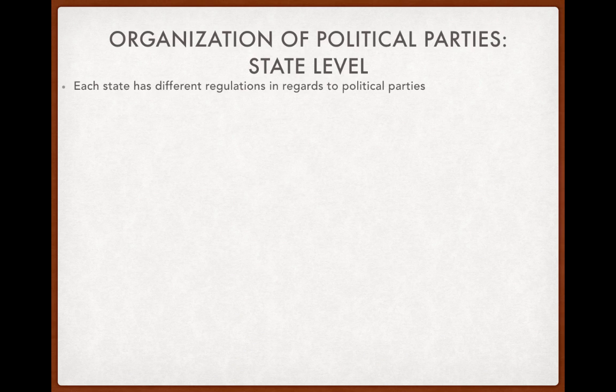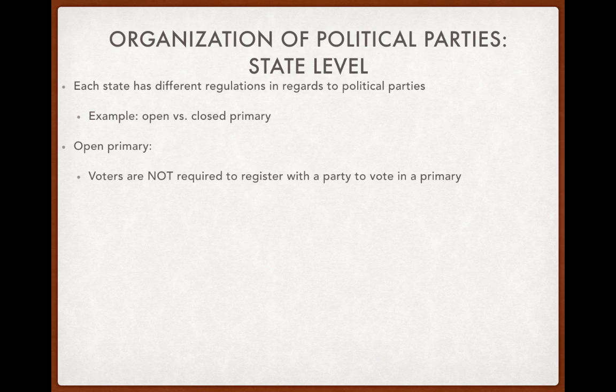Each state has different regulations in regards to political parties. An example of this is an open versus closed primary. In an open primary, voters are not required to register with a party to vote in a primary. So for example, if you want to vote for a Republican or Democratic candidate for the presidential nomination, you don't have to be a member of that respective party. This allows for greater voter participation. And the opposite of that is a closed primary.